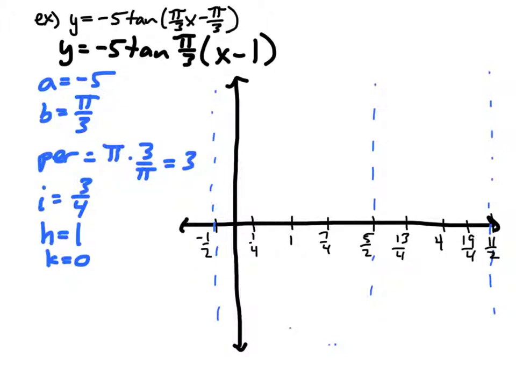There was no shift up or down, so I know that my critical values will occur with a y value of 5 and a y value of negative 5. Okay, so finally we're ready to draw the graphs.